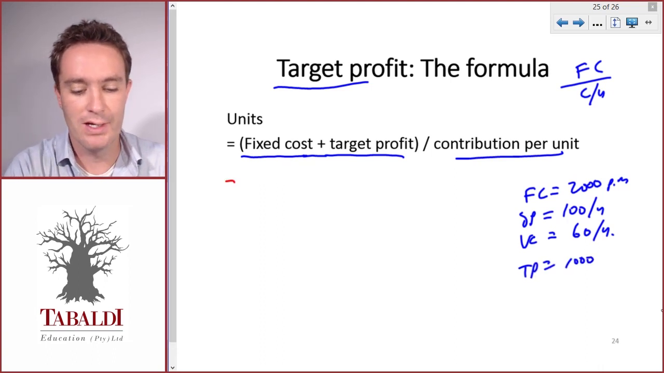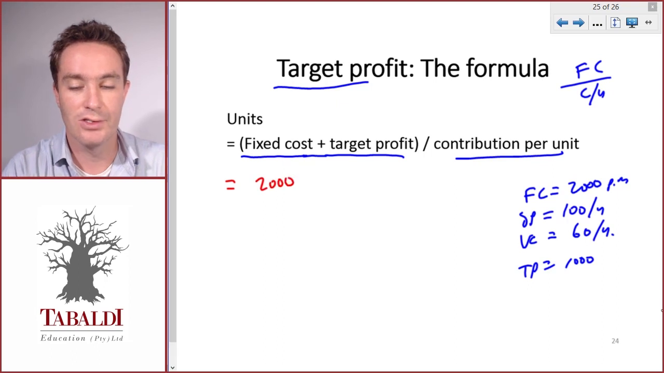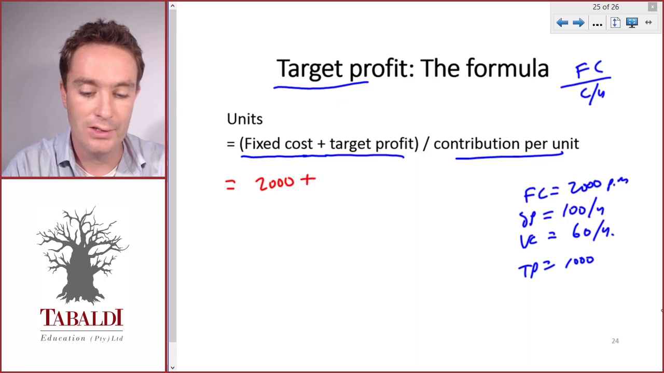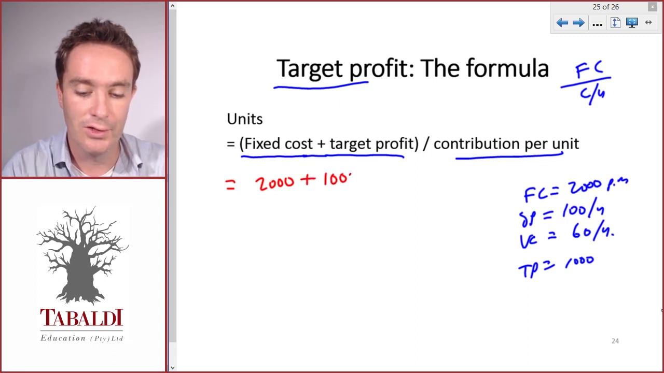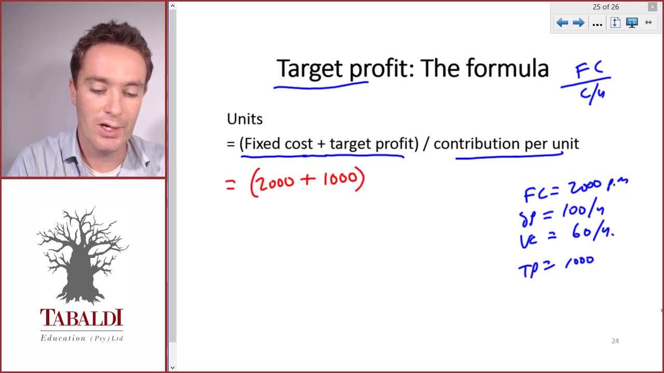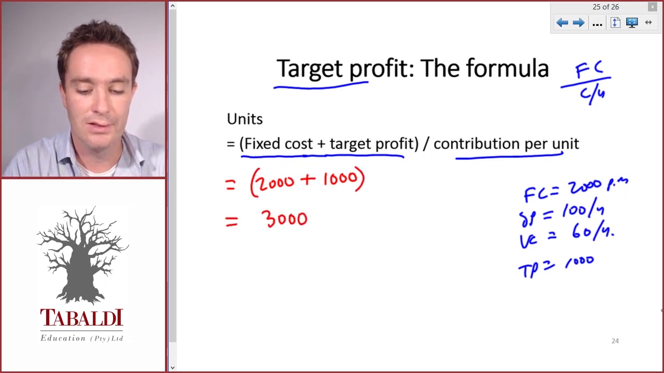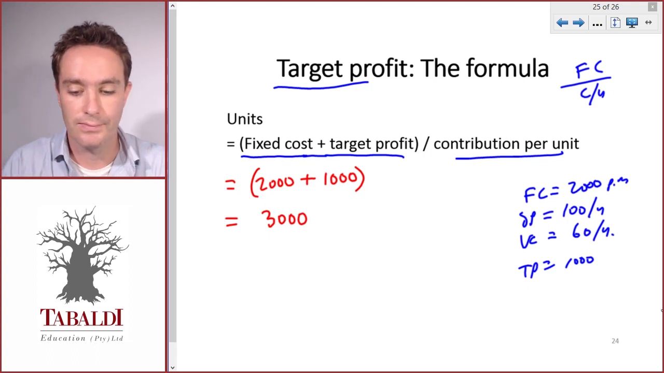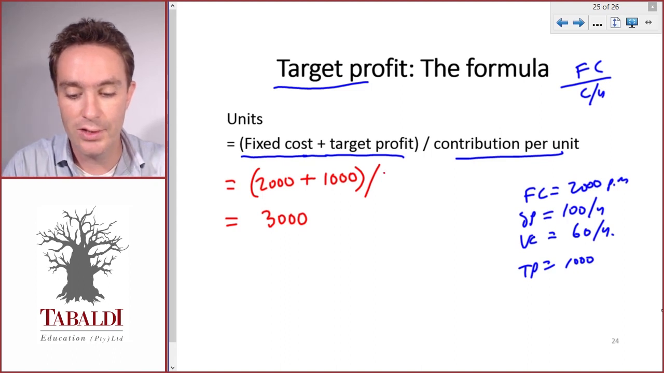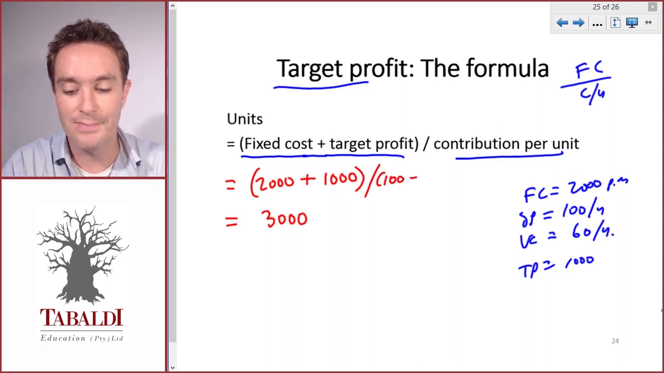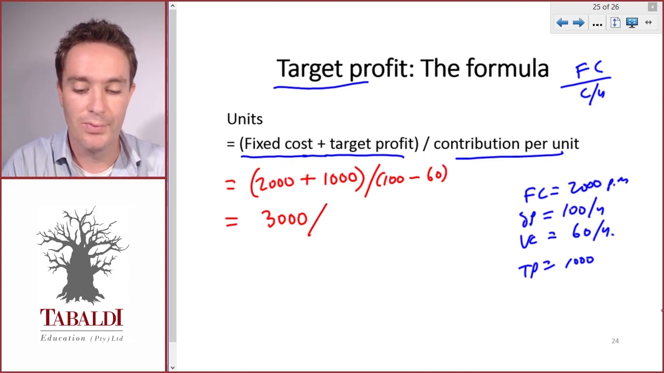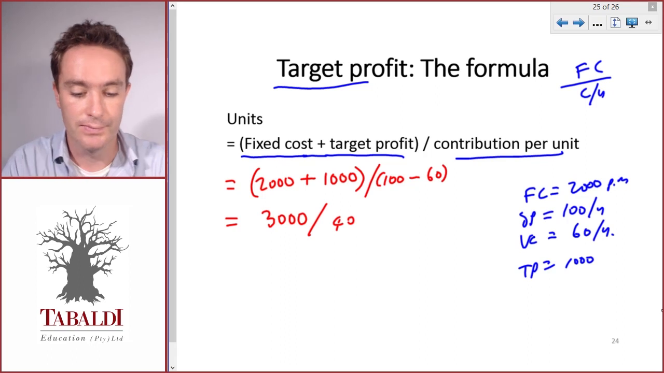So if we look at the formula, we first need to cover our fixed cost of 2,000 to break even, but we need to make an additional contribution of 1,000 to give us that target profit. So in total, we require 3,000 from our contribution. And where will it come from? Each unit will contribute 100 selling price, and it will cost us 60 per unit. So our contribution per unit is 40.